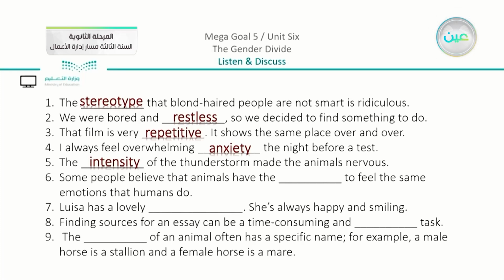Number 6, some people believe that animals have the blank to feel the same emotions that humans do. So we have here something related to emotions, and we have animals and humans, they both can feel the same thing, or they can have the capacity. Lucia has a lovely blank. She's always happy and smiling. So we are talking about Lucia's character here, and we can say she has a lovely temperament.